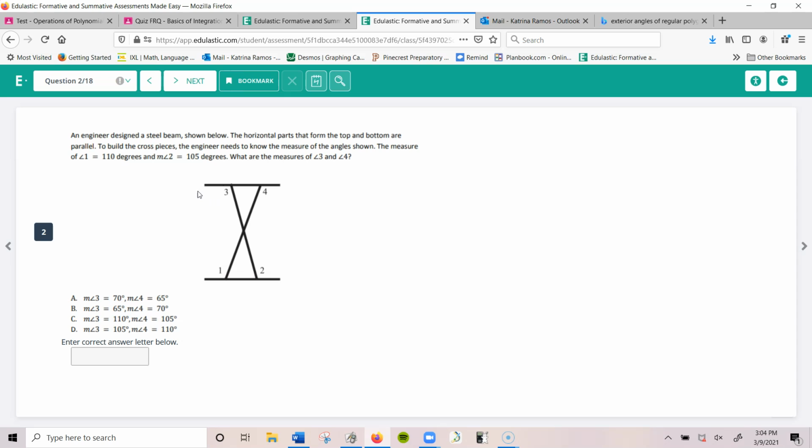So first of all, what we have here are parallel sides. And then this is a transversal, and this is a transversal. Angle 1 and angle 4 are alternate interior angles because they are on alternate sides of the same transversal, but on the interior of the parallel lines, making angle 1 and angle 4 the same measure. So if angle 1 is 110 degrees, that means that angle 4 is also 110 degrees. And if angle 2 is 105 degrees, it's the same concept. That means that angle 3 is also 105 degrees. So 3 is 105 and 4 is 110, making the correct answer D.